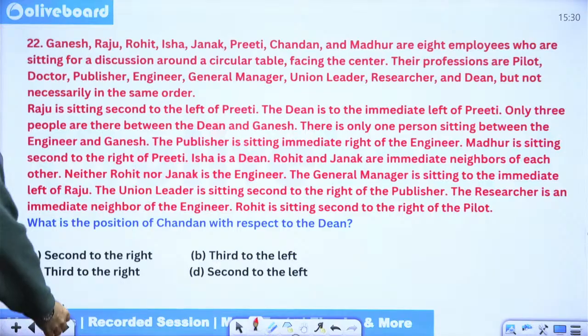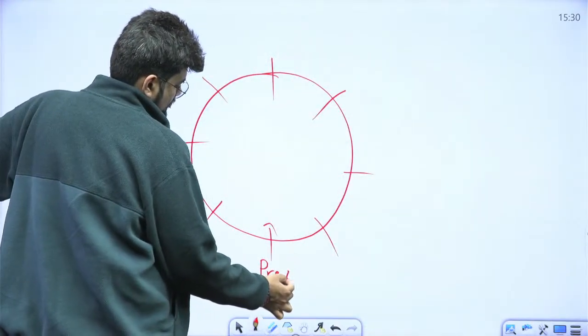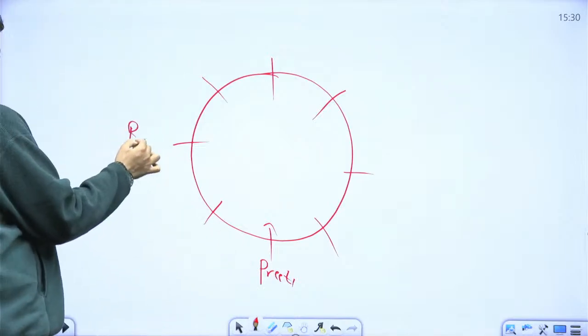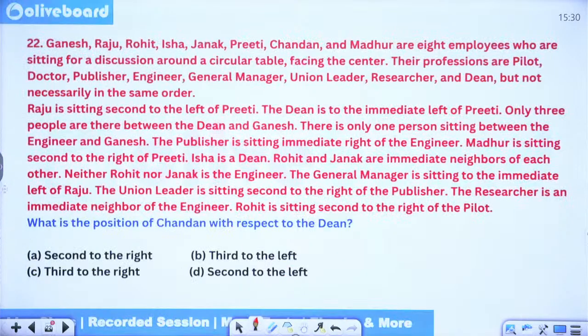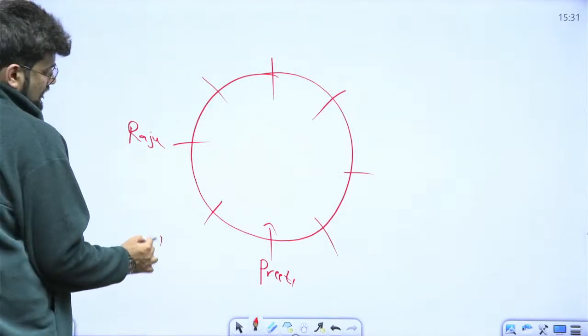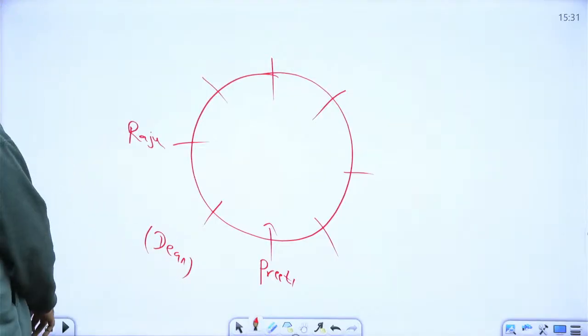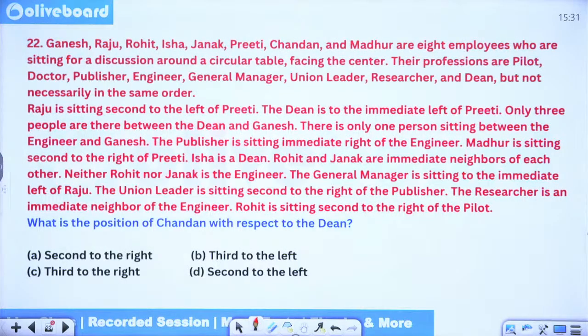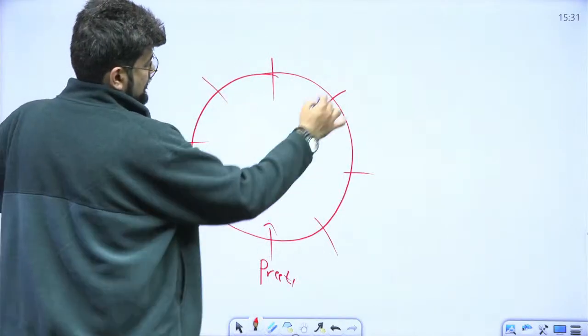Let's start right away. This is Preeti. Raju is here. Dean is to the immediate left of Preeti. So this guy is the dean. We'll write the professions in the bracket, okay? Only 3 people sit between Dean and Ganesh. So Dean, 3 people, 3 people. This is Ganesh.